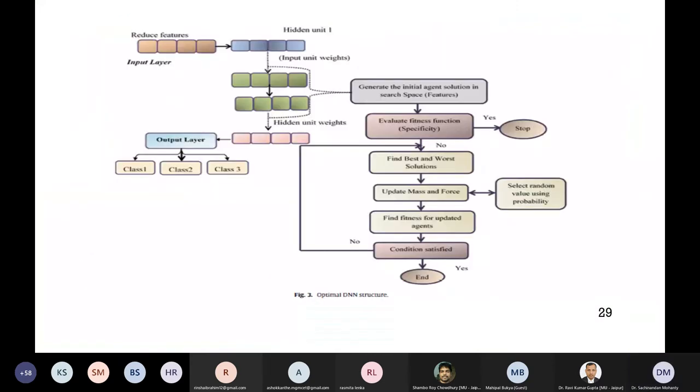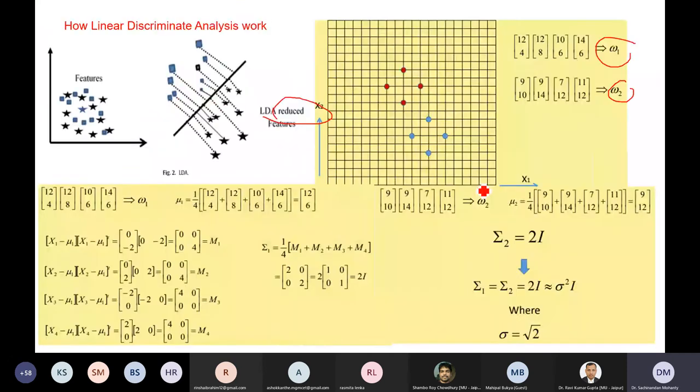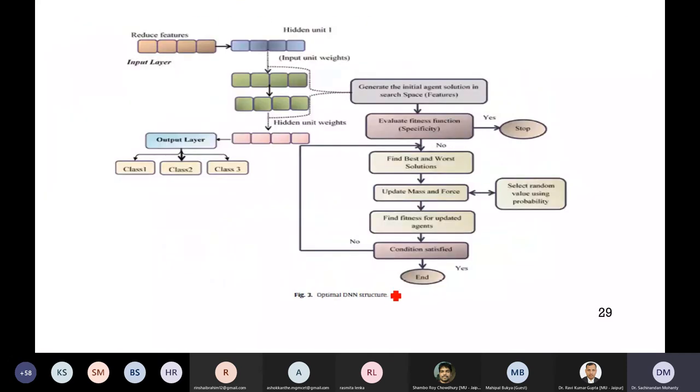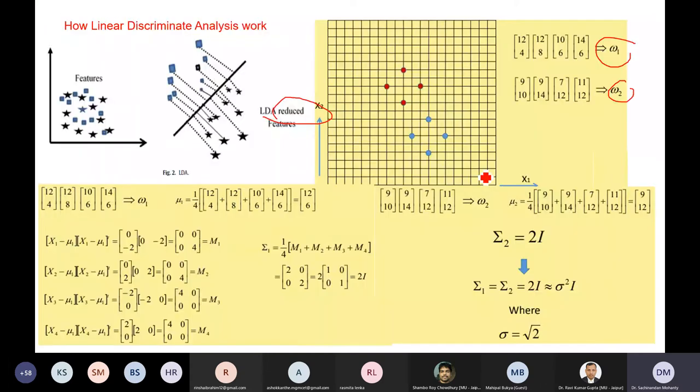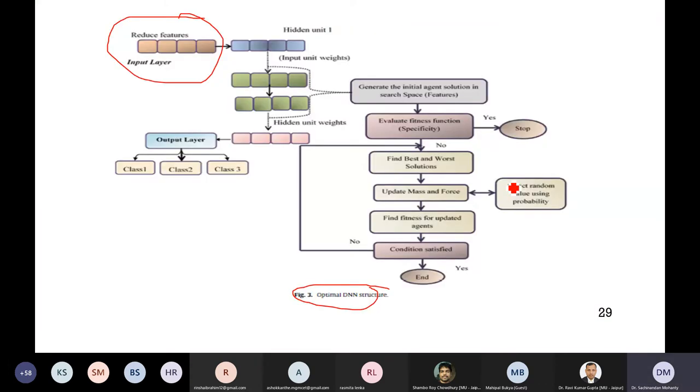Now, coming to this reduced feature, what happens in this case? After getting the optimal neural network, I am going to explain how the ODNN works. This is called the optimal neural network, and what is the input? The input is the reduced feature. The input layer is equal to the reduced feature map, so you input the reduced feature map here. The output is whether it is cancer or not, which we have to find out.